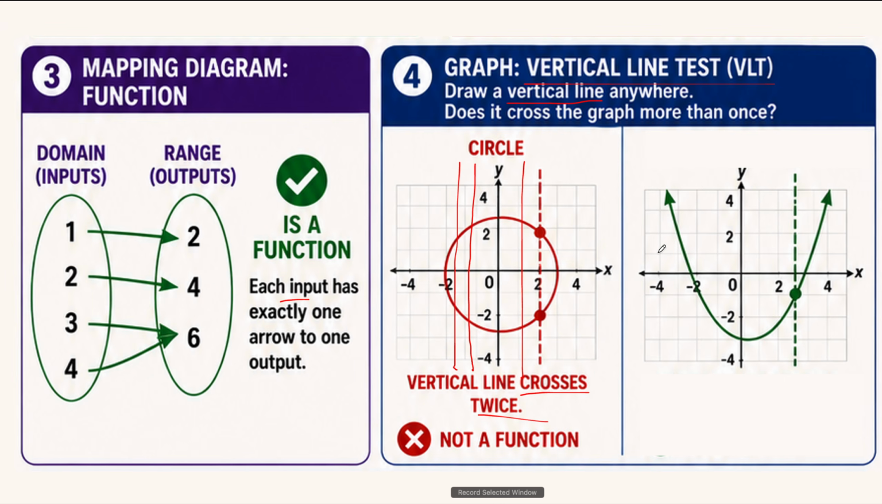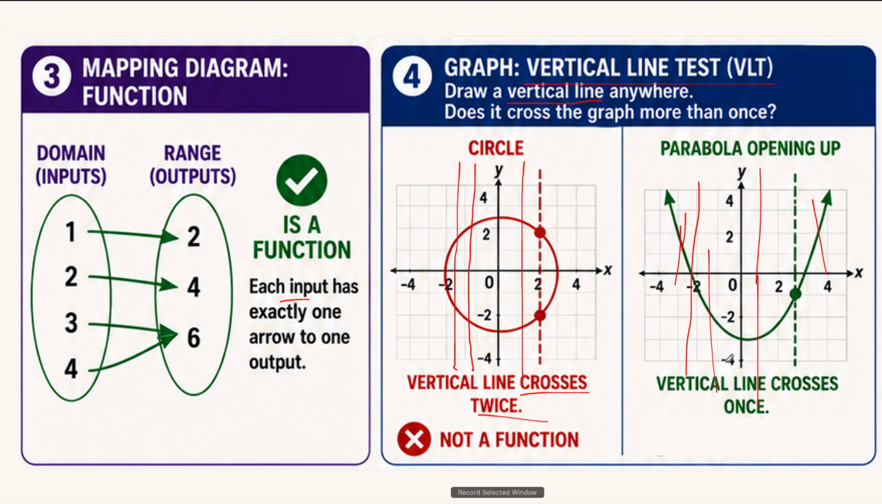On the other hand, we have a parabola. This is another type of graph that opens upwards. When we draw a vertical line, or when we test that using the vertical line test, as you can see, how many points of intersection do we have? Only one, always one. If that is the case, the vertical line crosses once, and that is a function. That is how we consider a function using the graph. We use the vertical line test.